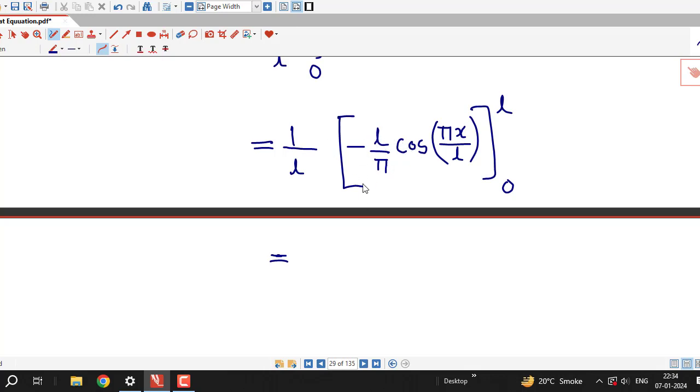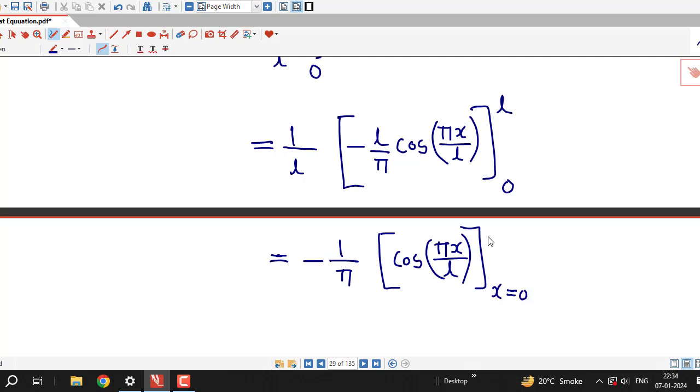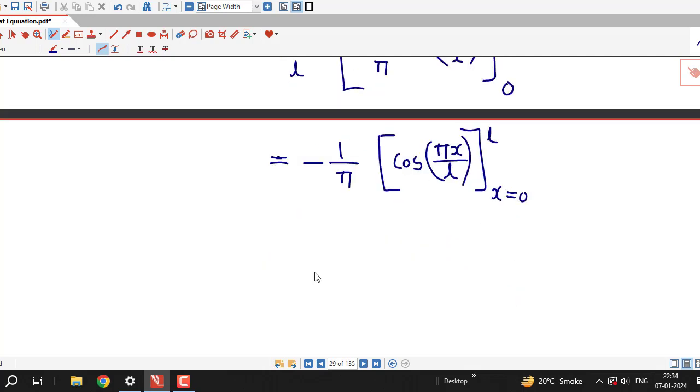We can take this minus L over pi outside, because they are independent of x. We can take them outside, and then we can take limits of x as 0 and L. If I take x equal to L for upper limit, then this is going to be cosine of pi. If I take x equal to L, that will cancel this L.